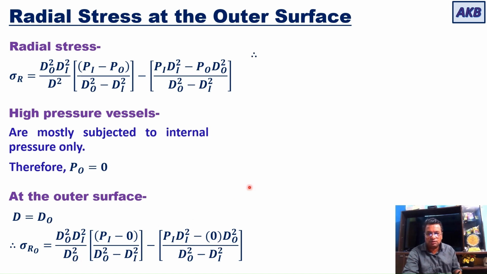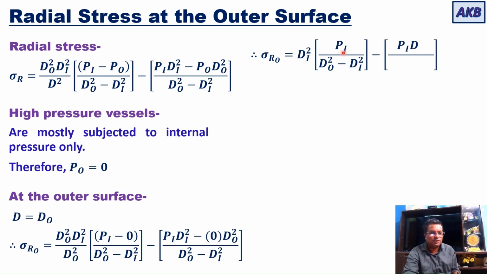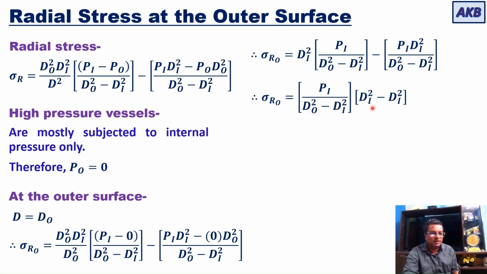So do square will get cancelled, and you are left with sigma Ro is equal to di square into (Pi minus 0 is Pi) upon (do square minus di square), and this is 0, so this will be Pi di square upon do square minus di square, that is sigma Ro is equal to Pi upon (do square minus di square) into (di square minus di square), and di square minus di square is 0, therefore sigma Ro is 0. That means the radial stress at the outer surface is 0. Radial stress at the outer surface is 0. So that ends our discussion on radial stress.